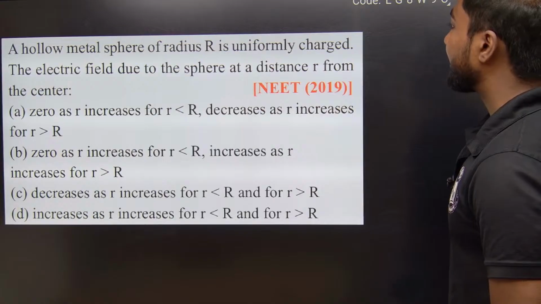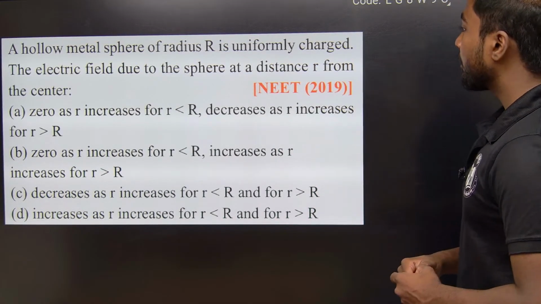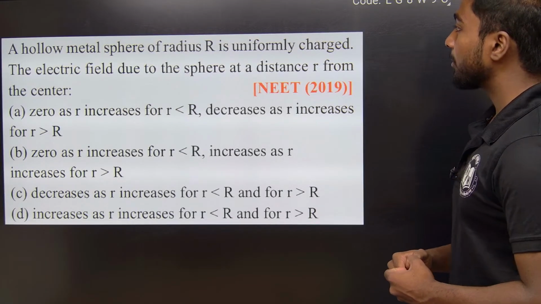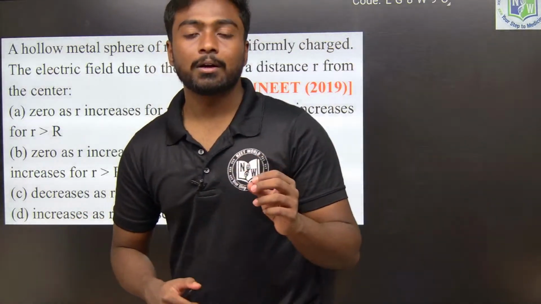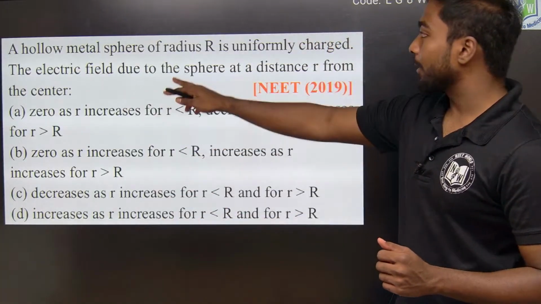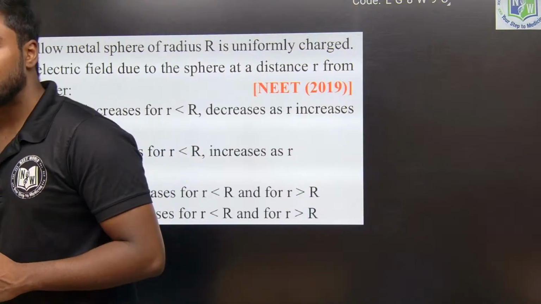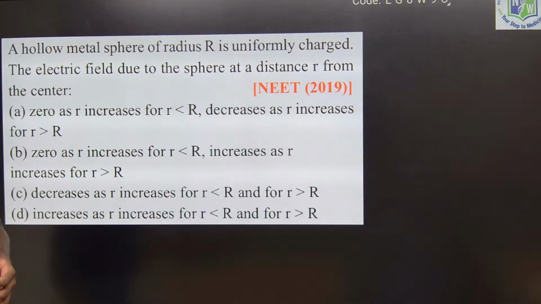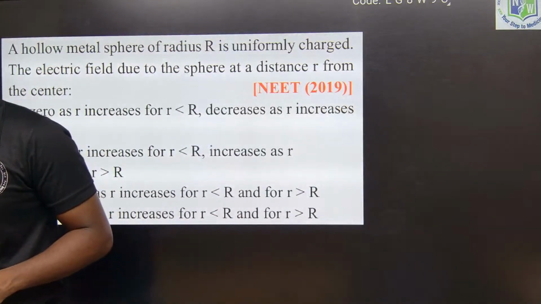A hollow metal sphere of radius r is uniformly charged. The electric field due to the sphere at the distance r from the center. When we take inside the sphere, the electric field becomes 0 inside the sphere. And when I take greater than r, E is equal to 1 by 4 pi epsilon naught into Q by R square.